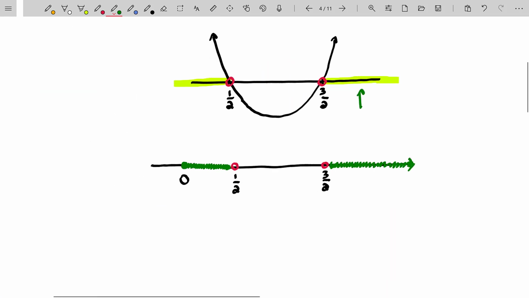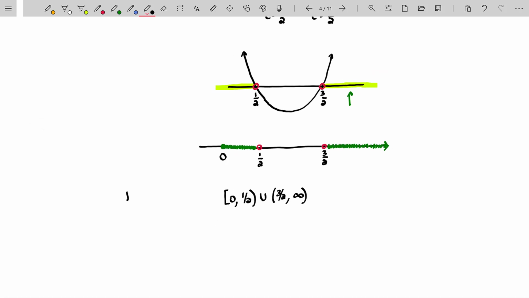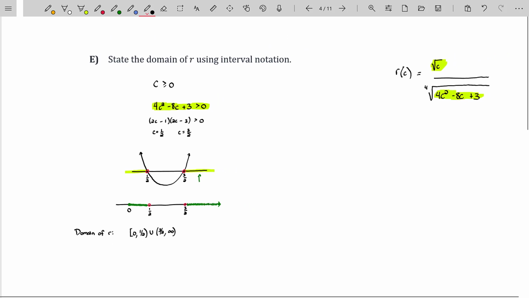So the overall solution set for this, or in other words, the domain of our function, is going to be the half open interval closed at 0, ending at 1/2, not including 1/2, union with the open interval 3/2 to infinity. That is the domain of r. Notice how many skills we're engaging here when we work with functions. We solve quadratic inequalities. We have looked at some obscure algebra involving the square root of c squared, stuff like that. A lot of this stuff gets engaged when you're working with functions.